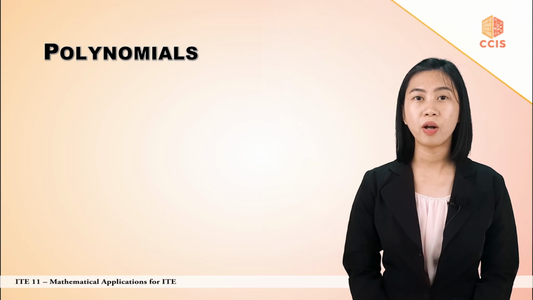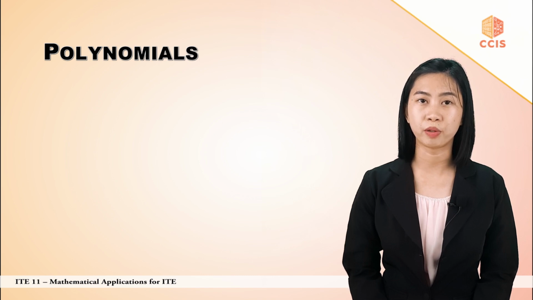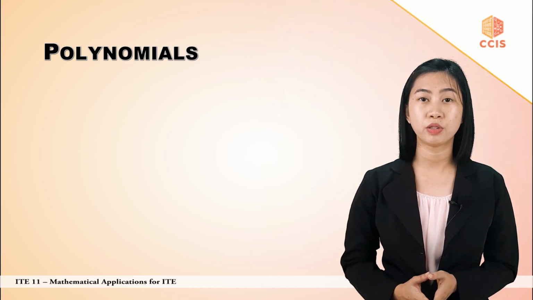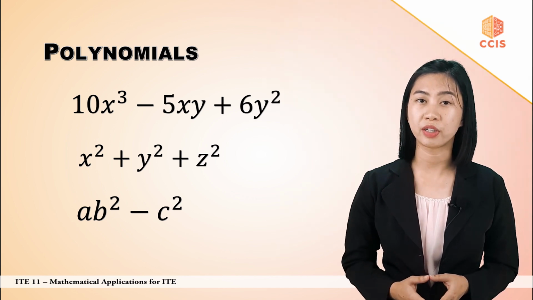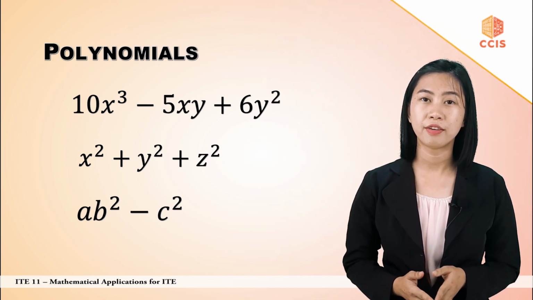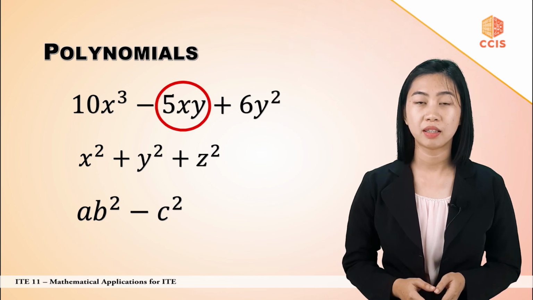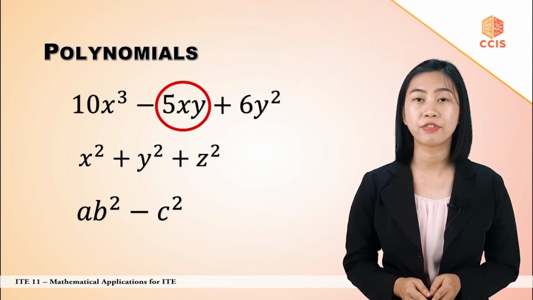Lastly, a polynomial can have multiple variables. Examples are shown on your screen. If a term has more than one variable, for example, 5xy, the coefficient of x is 5 and the coefficient of y is 5x.